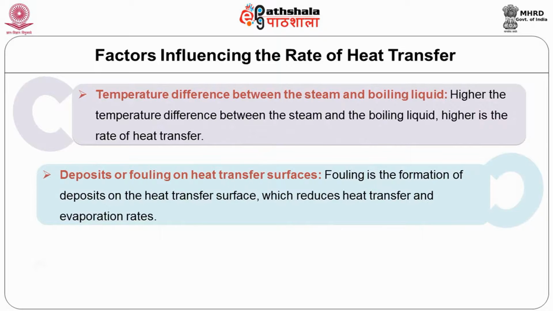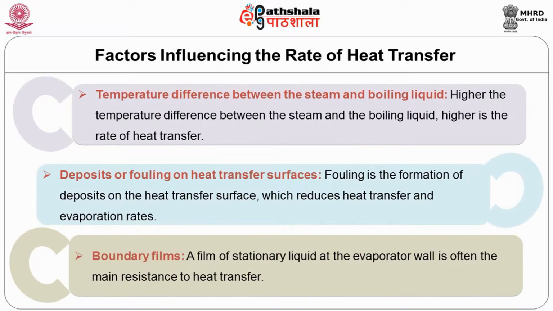Then the next factor is the boundary film. A film of stationary liquid at the evaporator wall is often the main resistance to heat transfer. The thickness of the boundary film is reduced by promoting convection currents within the food or by mechanically induced turbulence.